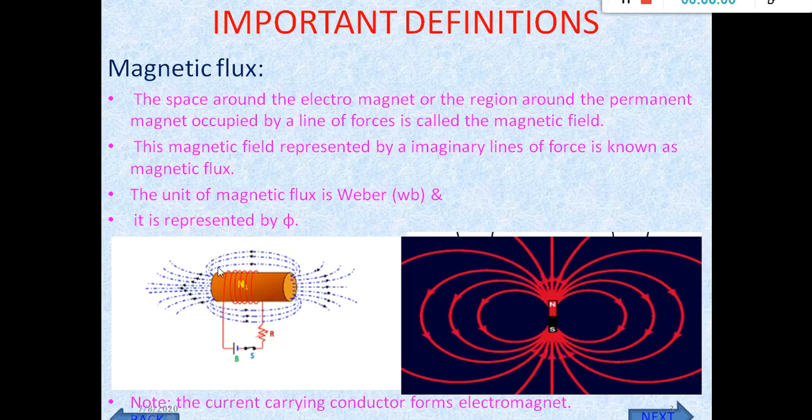What is an electromagnet? In our electrical machines, we must control these flux lines. For that, we use the electromagnet instead of a permanent magnet. What is an electromagnet? Just consider an iron core. On it, we wind a copper coil, and it is connected with the supply.